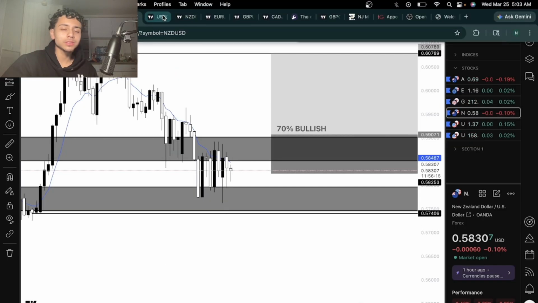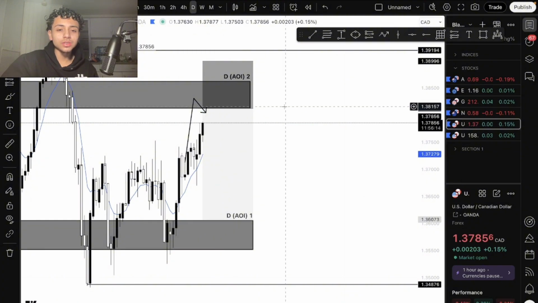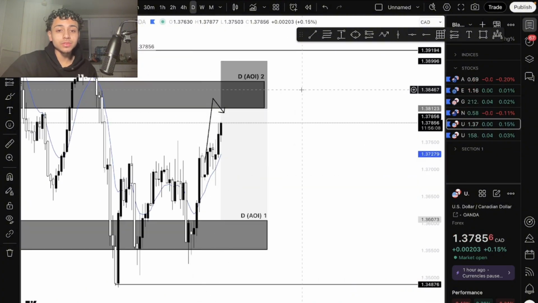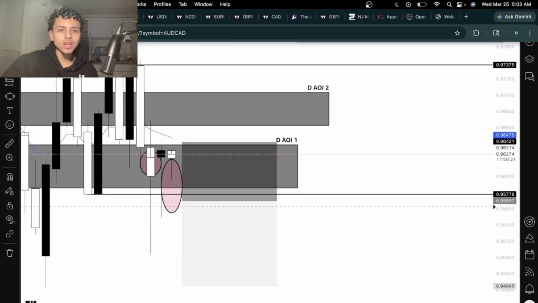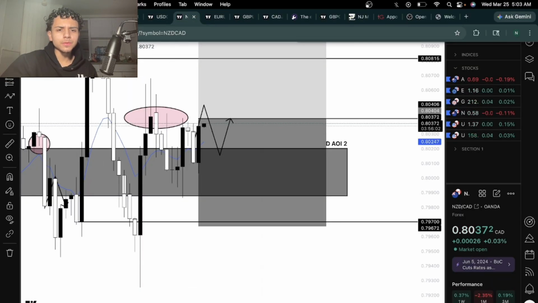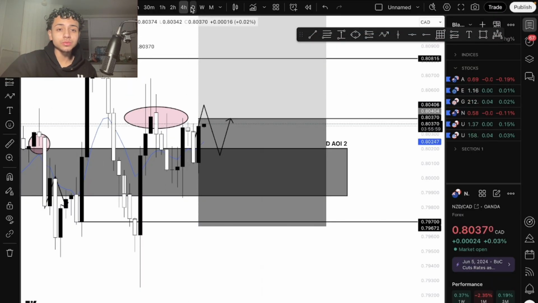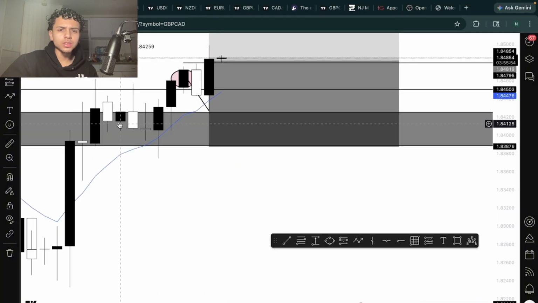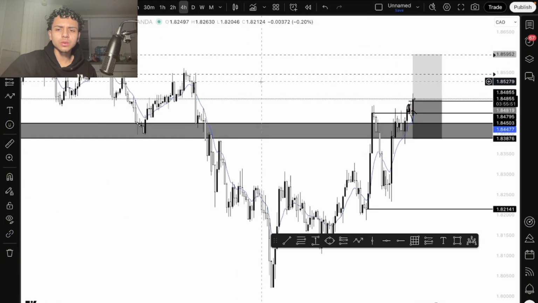I feel like for next week this might be our pair. USD CAD is currently coming into the area of interest, and it might be good for next week. So we gotta stay tuned for that. For the moment, that's it. NZD CAD looks like it's going up as well, but it doesn't interest me at all. So we are in GBP CAD, and we gotta wait. We gotta wait, and be patient.